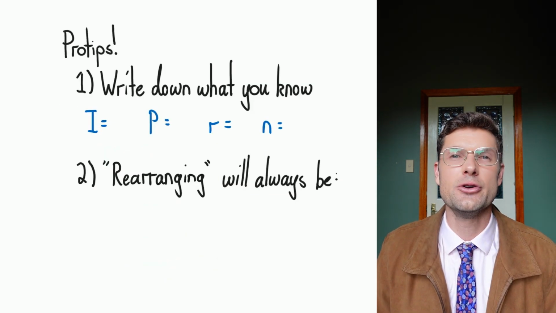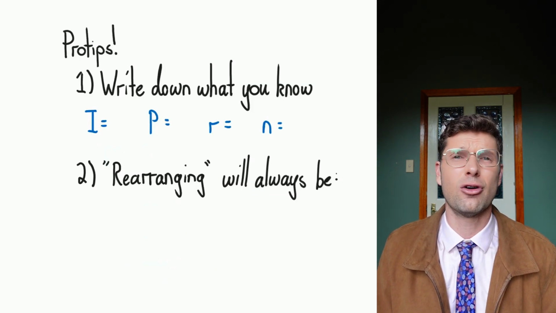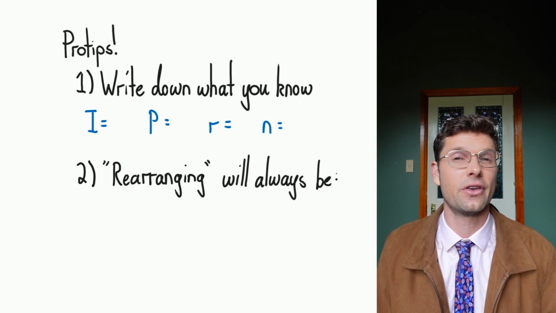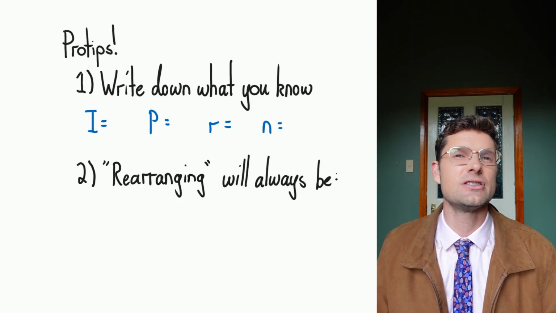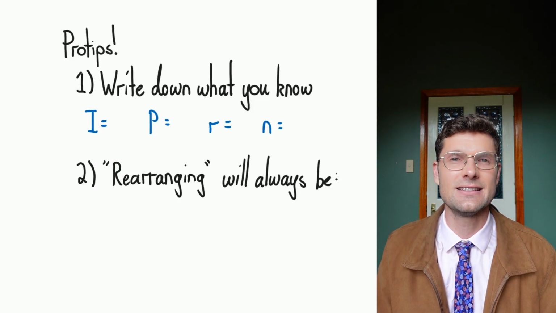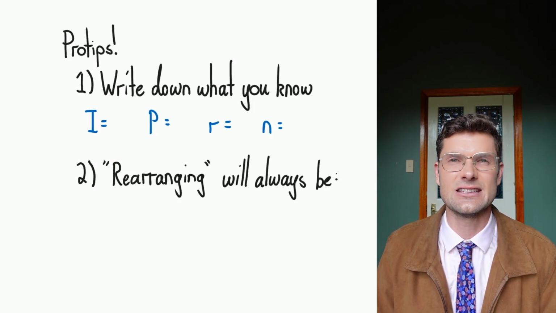So I've got two big pro tips for this lesson. The first one is always write down I equals, P equals, R equals, and N equals. It'll just help scaffold your answer really easily, and there's no way that you can make a mistake.